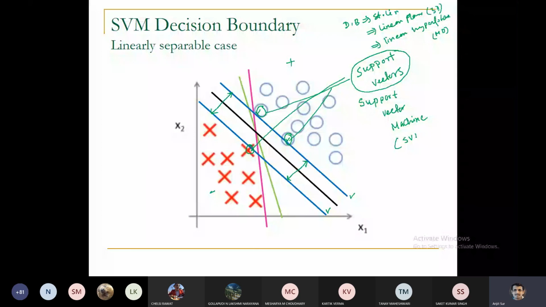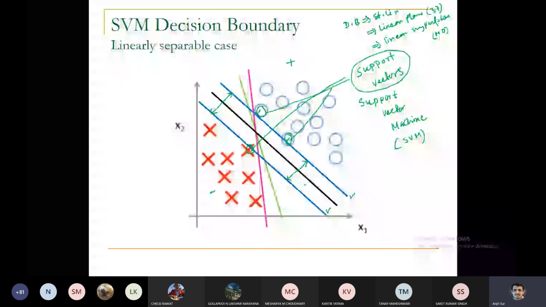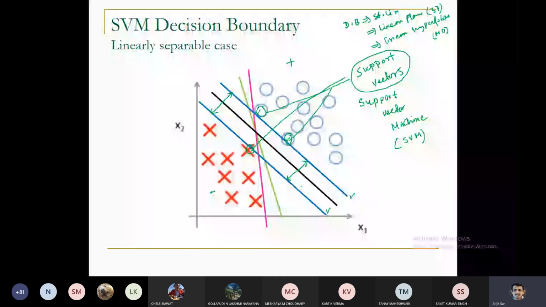But this linearity property is very important here. If you have any question, you can ask. This is a very simplistic and very geometrical description of support vector machine. So what if the examples could not be separated? Let's say there is an X where an O is and an O where the X is. Then what would happen?